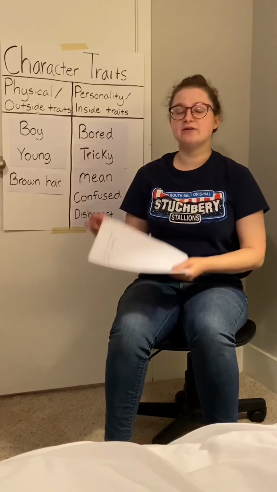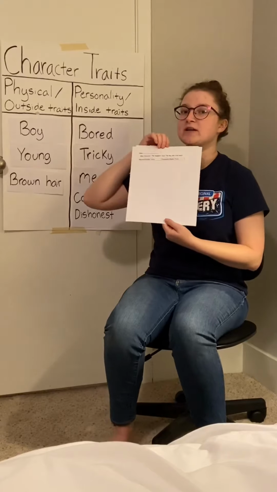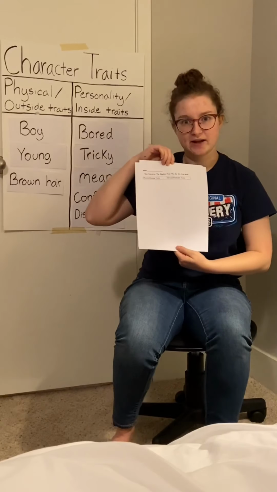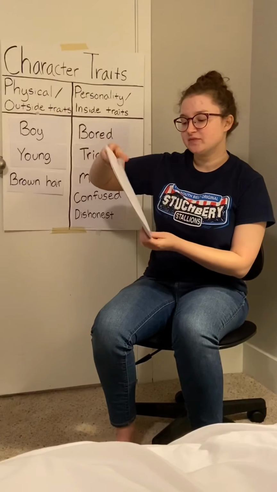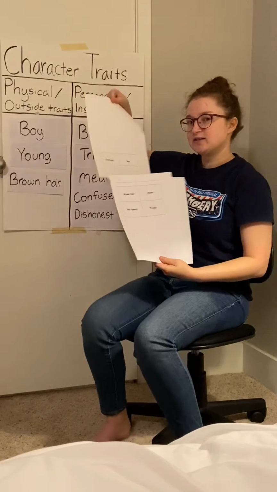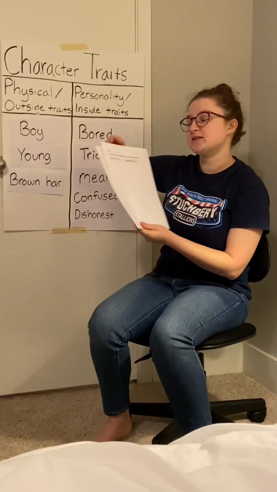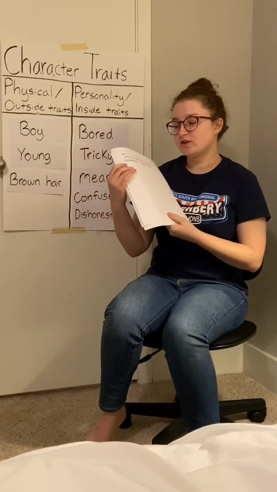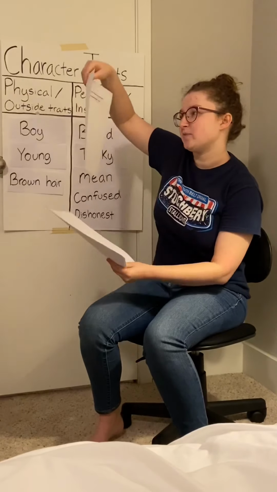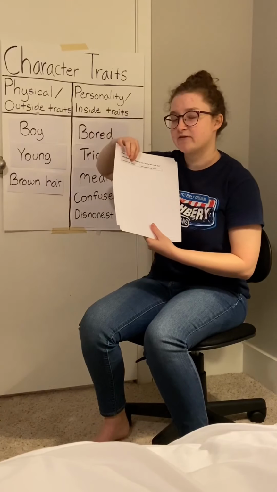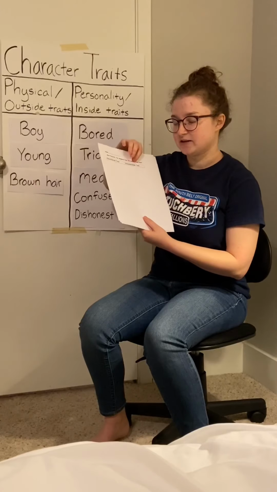So now you're going to work on this character traits T-chart worksheet by yourself independently at your desk. So what you're gonna do is you're gonna cut out these traits and you're gonna paste them on the correct side of the T-chart. So if we're looking at the character trait for confused, we're gonna cut it out and either paste it on the left side for physical outside traits, or we're gonna paste it on the personality inside traits.